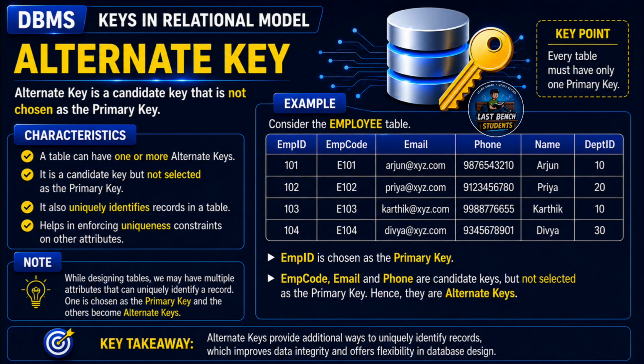An alternate key is a candidate key that is not chosen as the primary key. Although it is not the primary key, it can still uniquely identify each record in a table. A table may have multiple alternate keys depending on the number of candidate keys available.